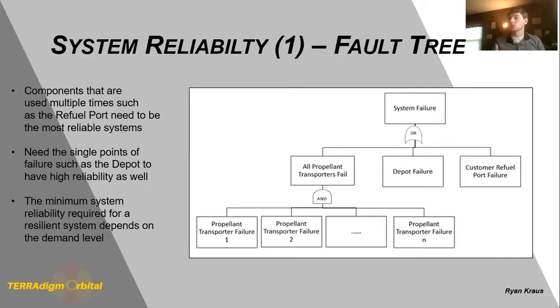For instance, the depot, which is a single point of failure, needs to be much more reliable than the propellant transporter, of which we will have an arbitrary number fitted for a given demand level. Additionally, components that are used on several different systems, like the refuel port, which is on our customer satellite as well as our own depot, are going to need to be very reliable as well. From here, we can start to get a sense of how reliable the depot and transporters are going to need to be in order to have a resilient system.